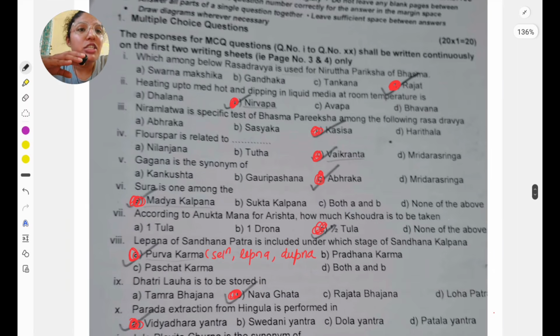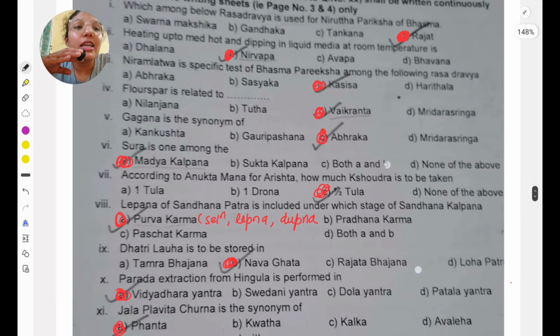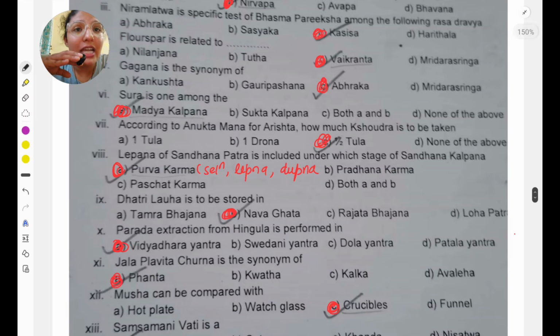Next question: which of the following rasa dravyas is used for Nirutta Pariksha of Bhasma? Rajata we are using. So again Pariksha is important; in every question paper we see some questions from that portion. Heating up to red hot and dipping in a liquid medium is Nirvapa, used for Abhraka etc. as a Shodhana process. Nir Amlatva is a specific test for Bhasma Pariksha for Kasisa, and the chemical formula of Kasisa is also important. Fluorspar is related to Vaikranta. Gagana and all the synonyms of Akasha, Ambara, Kha, Vyoma are synonyms of Abhraka.